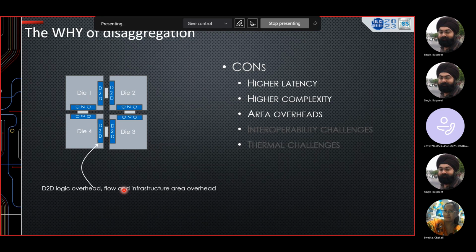Area overheads, again, something that becomes obvious when you start looking at the next level of zoom in details. When you have all of these dielets, they are talking to each other through some technology, right?